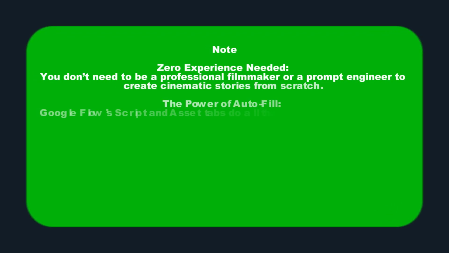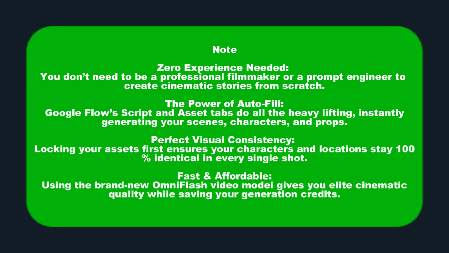To wrap things up, here's a quick note on why this workflow is so powerful. First, zero experience is needed. You don't need to be a professional filmmaker to create cinematic stories from scratch. Second, the power of autofill. Google Flow's script and asset tabs do all the heavy lifting, instantly generating your scenes and props. Third, perfect visual consistency. Locking your assets first ensures your characters stay identical in every single shot. And finally, it is fast and affordable because the OmniFlash model saves your generation credits.